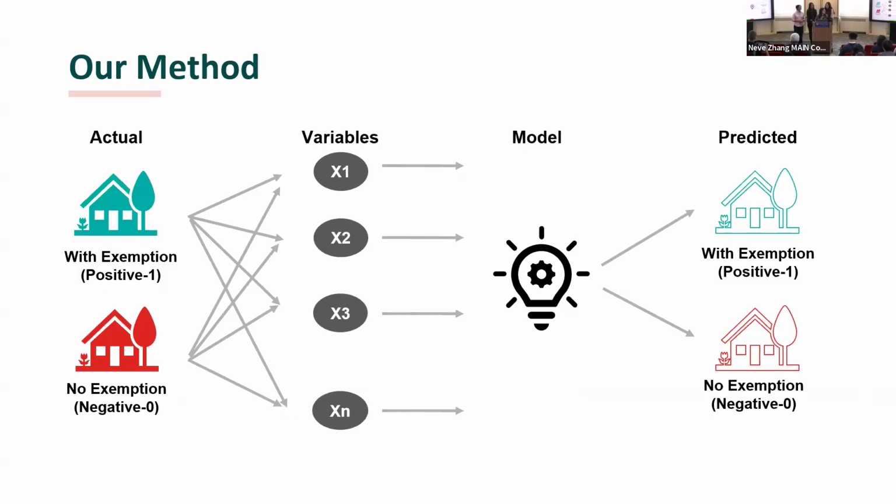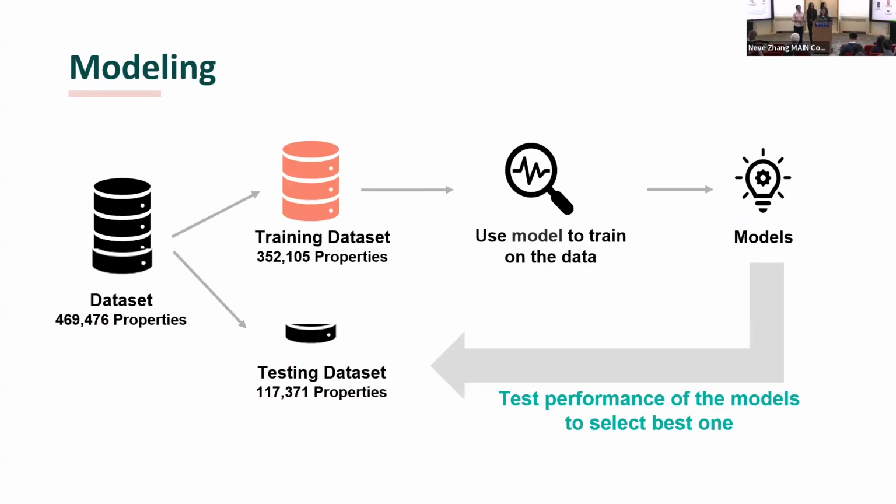So using these key characteristics as predictive variables, we build a model to understand their impact on the exemption status. Then we use this model to predict on each property, and those properties predicted as having an exemption should be eligible for the program.